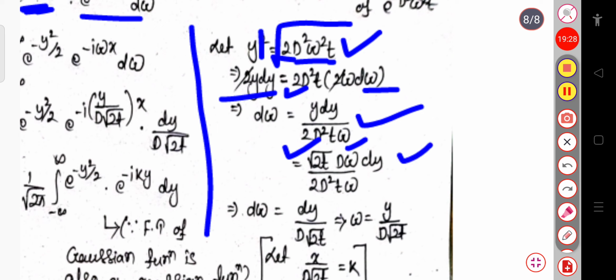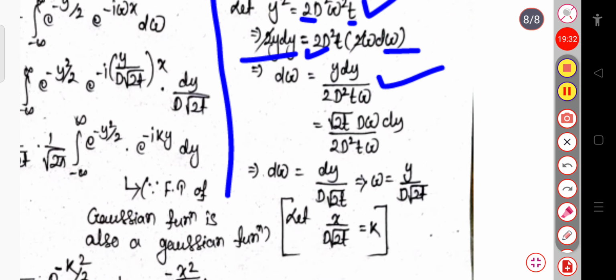Now if I cancel this omega with omega, and one d will get cancelled with this d, and one root over t will get cancelled with this t, so here root over 2 and root t will be present, so this will be root over 2t. And again this d term into d omega equals dy divided by d into root over 2t.